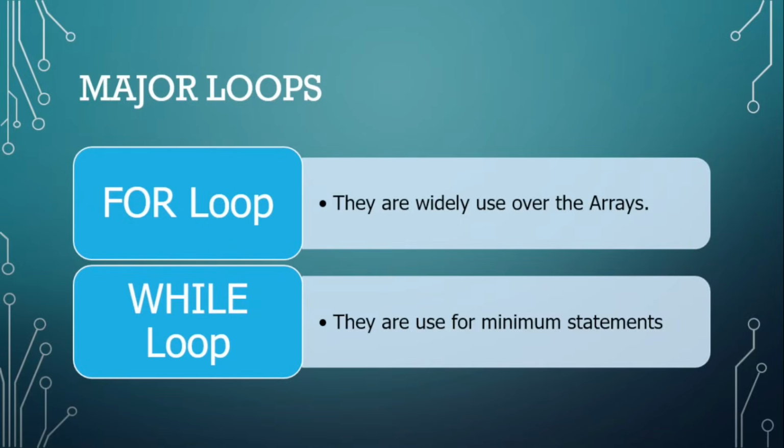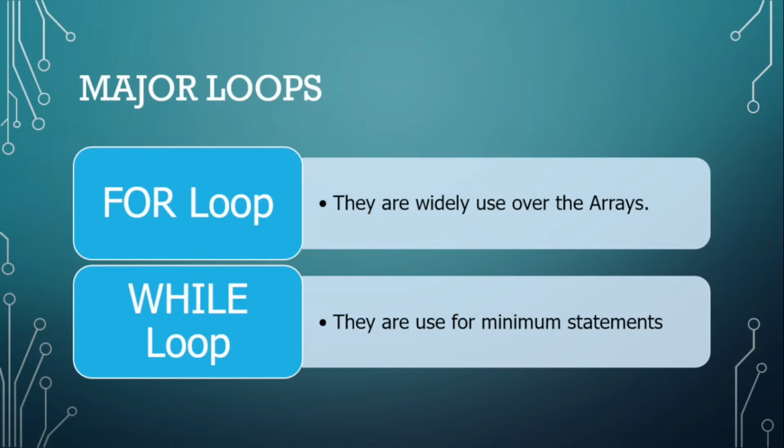The for loop is widely used over arrays, because in case of any iteration regarding the arrays, in case we have to select some data from the arrays, or we have to find the status of the arrays, we use the loops. Both loops have particular separate reasons, so we will discuss both of these one by one.